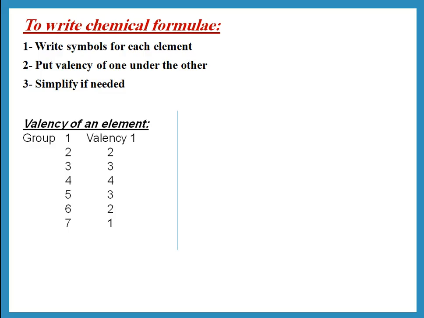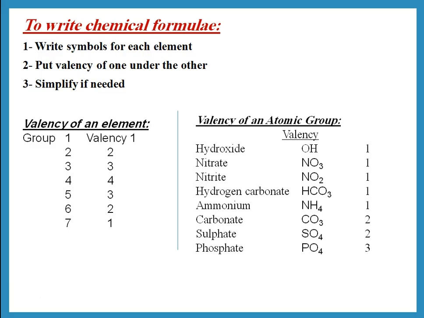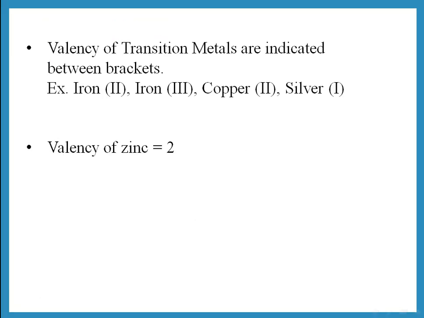And then we said there are some things that you cannot get from the periodic table. So things like hydroxide, nitrate, nitrite, hydrogen carbonate, ammonium, carbonate, sulfate, phosphate. Remember that you should know the formula of each one and the valency. Now, phosphate is the only one with a valency of 3. So anything phosphate is PO4 with a valency of 3. Sulfate and carbonate have a valency of 2, and everything else has a valency of 1. This needs to be memorized if you have not already memorized it for the O-level course.